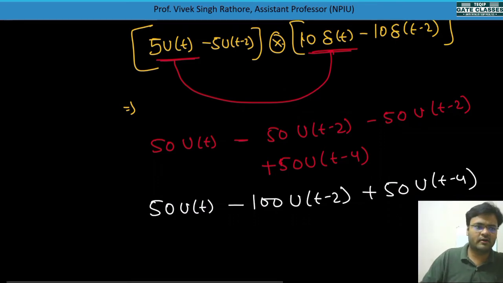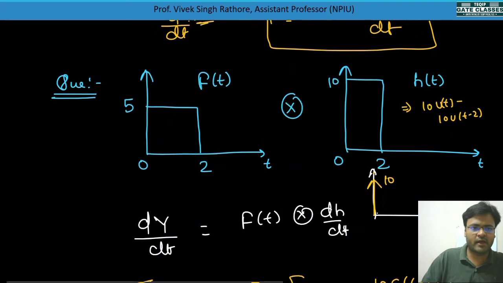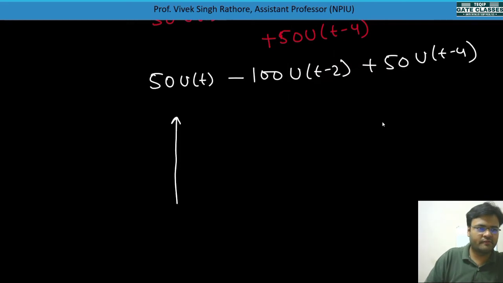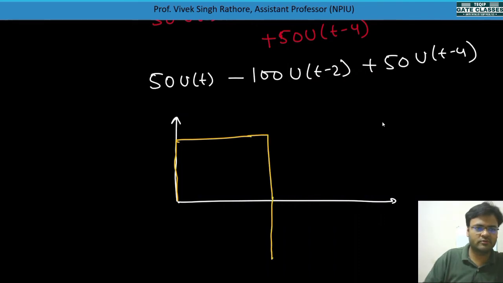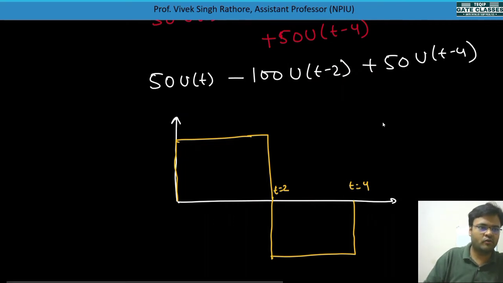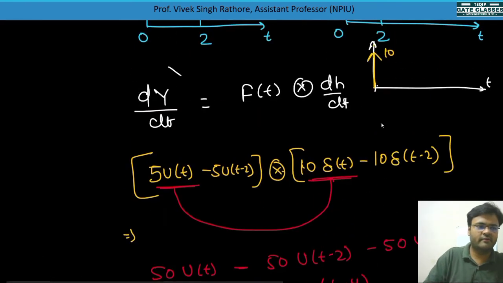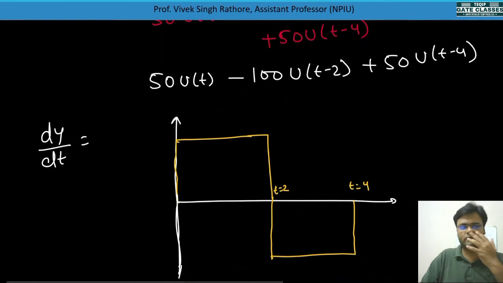So I think you'll get your output like this: 50 ut minus 100 ut minus 2. So 50 here and 50 here, 100 ut minus 2, and then again ut minus 4 at t is equal to 2, t is equal to 4. So this is your output, not fully output, but this is your dy by dt you have got, because earlier what we were calculating: dy by dt is equal to ft convolution with dh by dt. So you have got dy by dt.